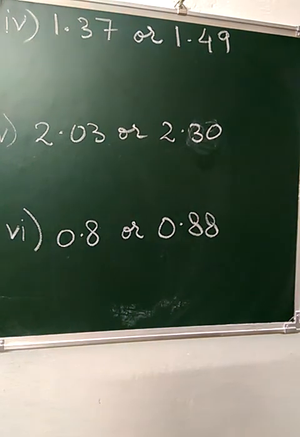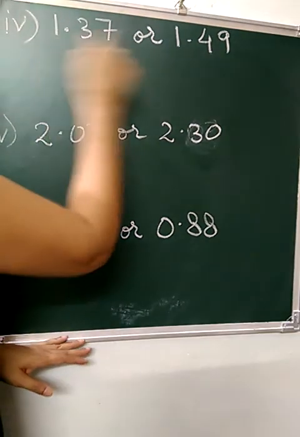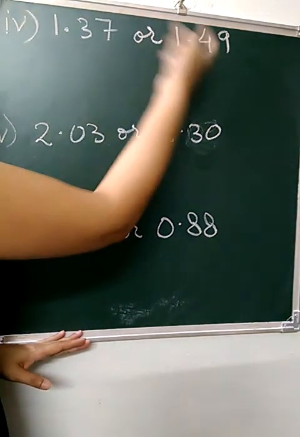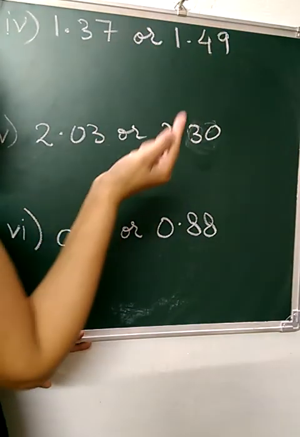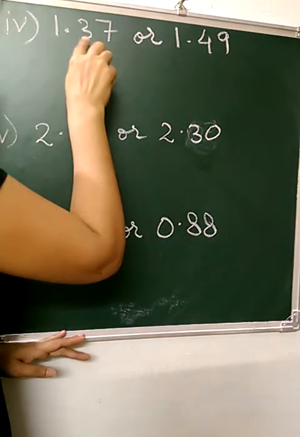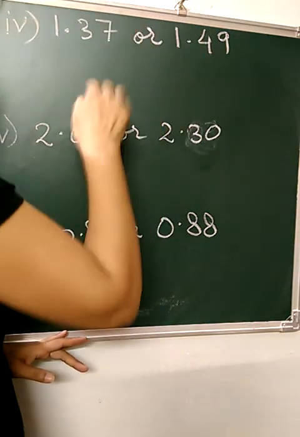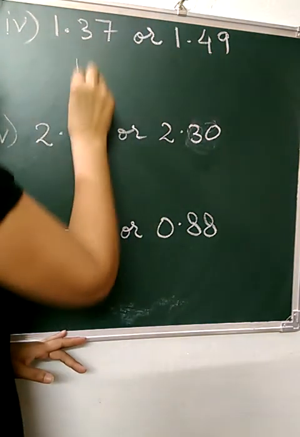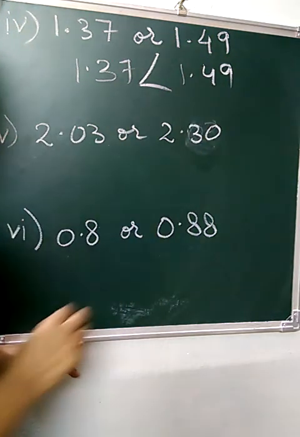Now starting with the fourth question. First we check the whole numbers. 1, 1. Both are same. So we jump to the next two numbers. First we see whether they are like or not. 1, 2, 1, 2. Two places. They both are like. So now we check the numbers. 37, 49. Who is greater? 49 is greater. So 1.37 is smaller than 1.49.